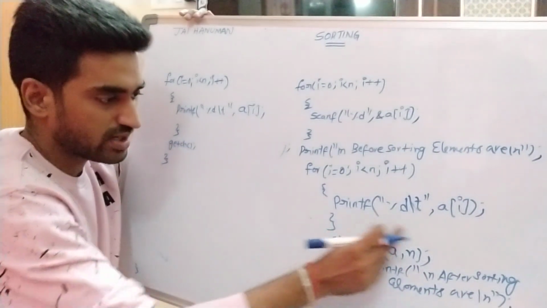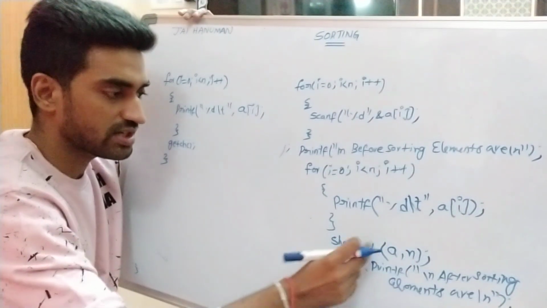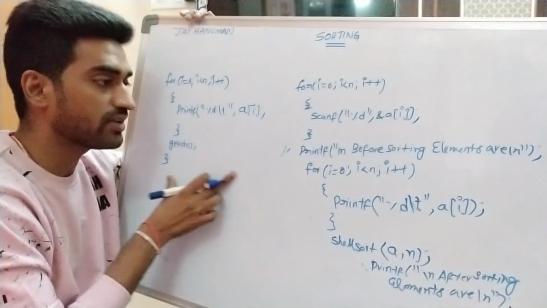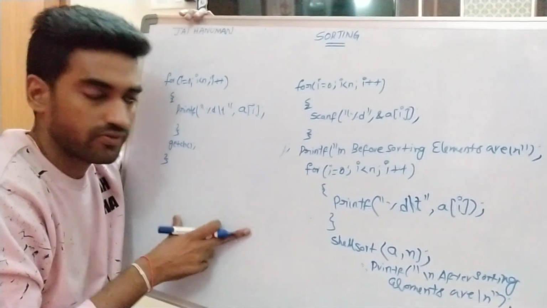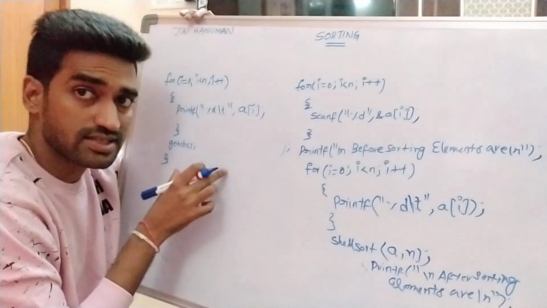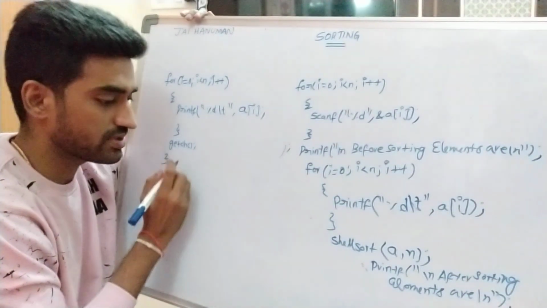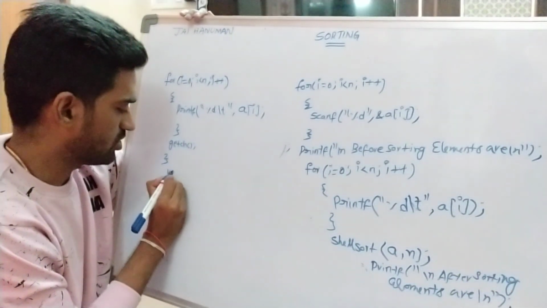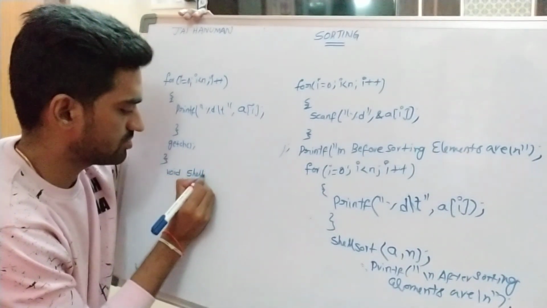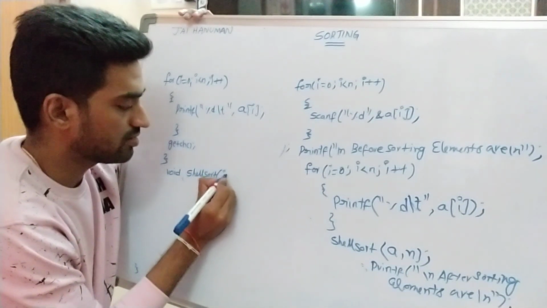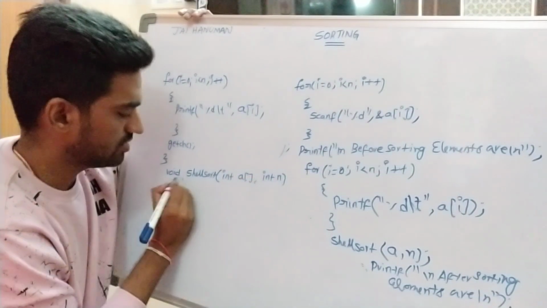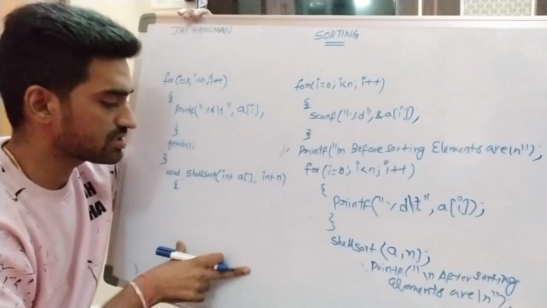The actual procedure of this function is defined in the function definition. So here I am writing the function definition, the actual procedure for shell sort. What is the actual procedure? We already discussed it in the algorithm steps. First of all, void, the function name is shell sort, int a[], int n. In this function definition I am using some variables.